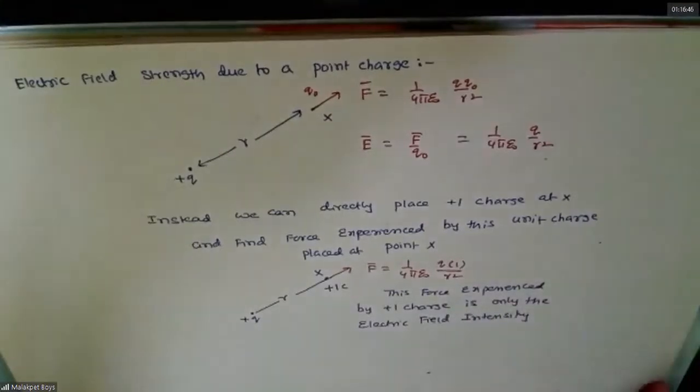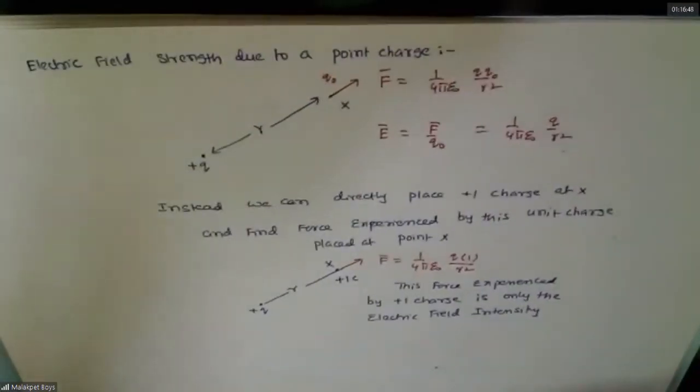That means wherever you need electric field, you can place charge Q naught and find the force. Then you can find F by Q to get electric field. Or the other way is to place plus 1 charge directly at that point and find the force on that plus 1 charge. That itself gives what? Electric field intensity. Is it clear? Yes, sir.